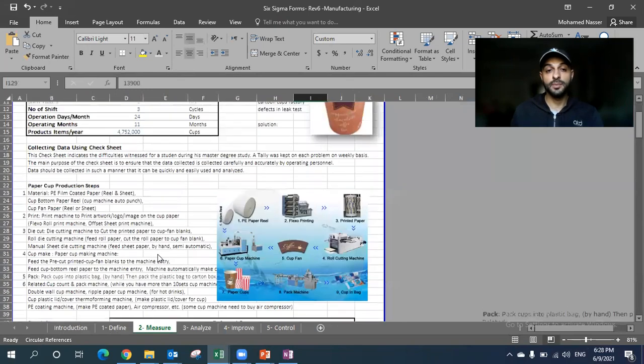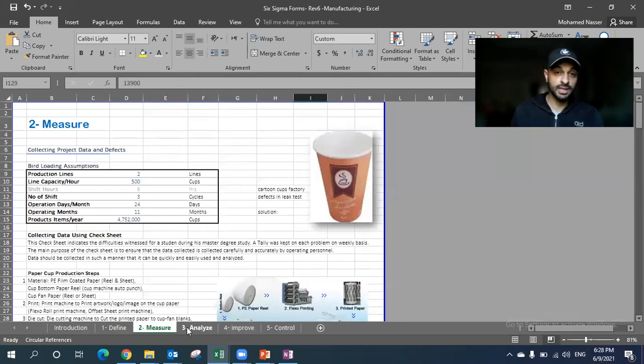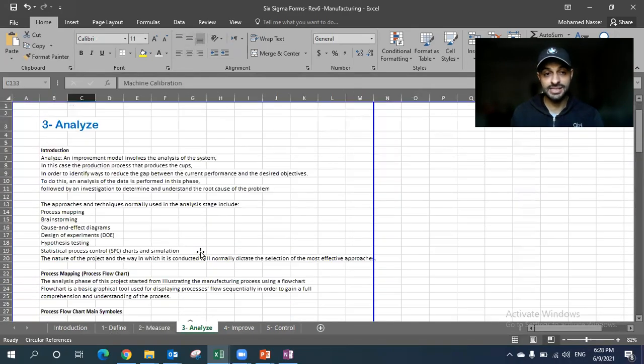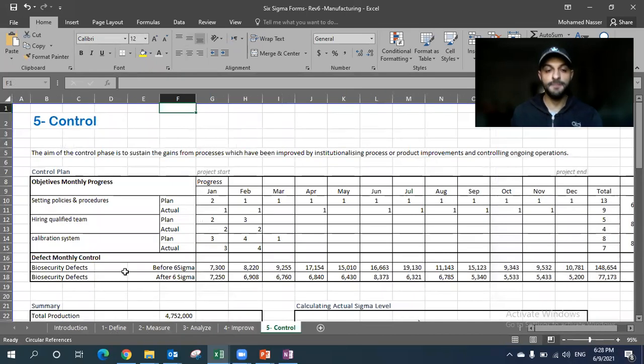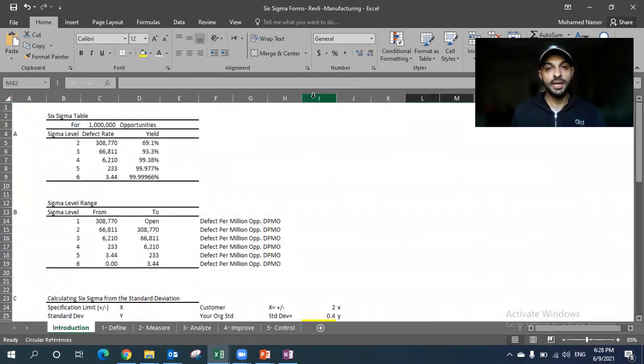And then the second process, which is Measure. And I will tell you the details about the project we will work through. The third process is Analyze, Improve, and Control. Okay. So here we go. We start with the introduction. And in the introduction, we have the Six Sigma table. So we have the Sigma level, 1 Sigma, 2 Sigma, until 6 Sigma, and you have the defect rate and then the yield. Fine, let me explain what that is.